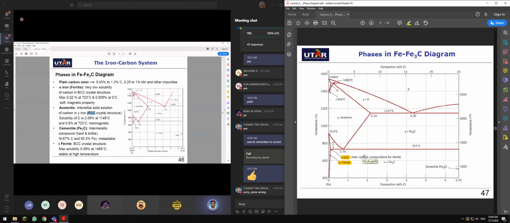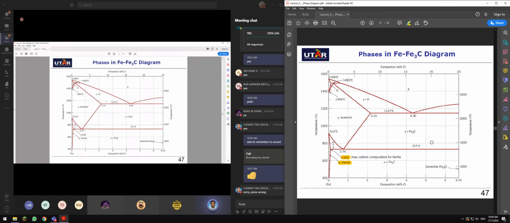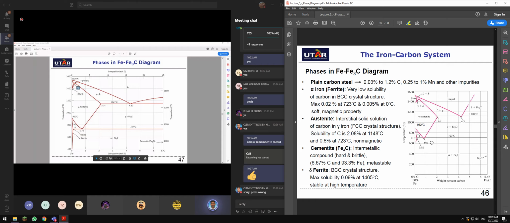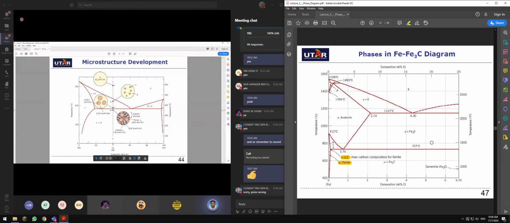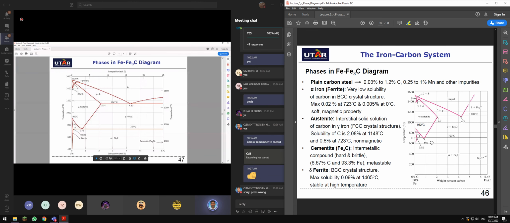Cementite is an intermetallic compound which is hard and brittle, and it is in a metastable state. And then we have another one, ferrite, which is above 1394 degrees Celsius. It is in BCC crystal structure, and the solubility is 0.09%. Over here, 0.09%. This is the maximum solubility.